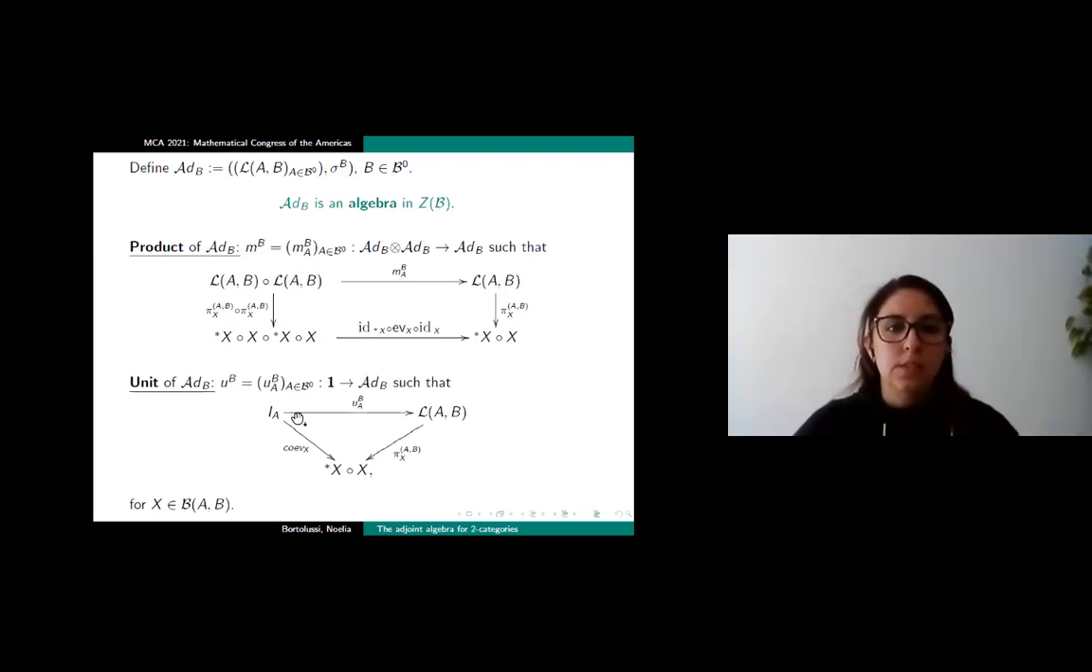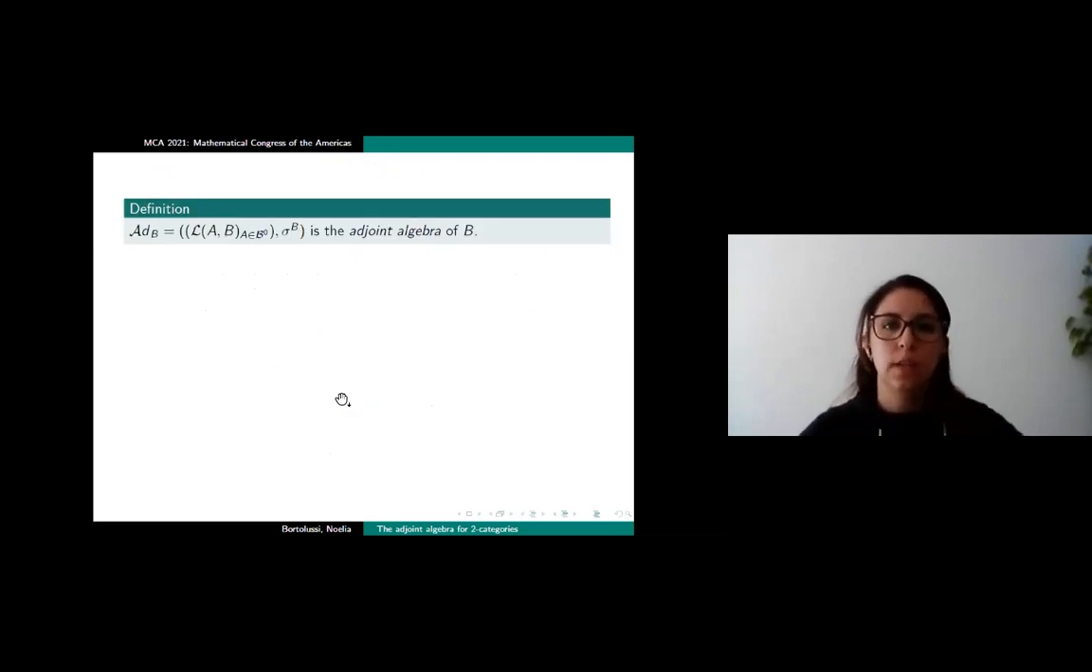And the unit is defined as a collection such that for any zero cell A, this triangle commutes. Here we have this coev that is the usual coevaluation of the object X in the hom category AB. So okay, we have an algebra in the center. So we define the adjoint algebra as this collection, the collection of all these ends together with this half braiding.